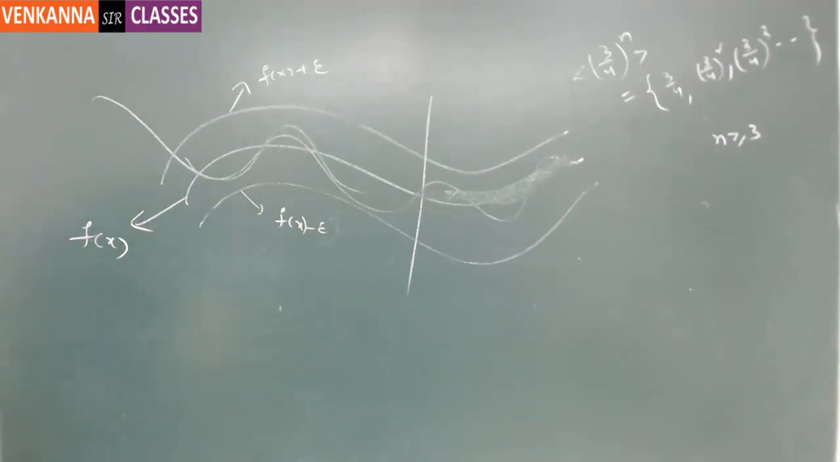Fine. However, the graph is not important. The only idea is that pointwise means the m value is dependent on epsilon and also on x. Uniform means m is dependent on epsilon only, not on x. That's it. That was the main difference between pointwise convergence and uniform convergence.